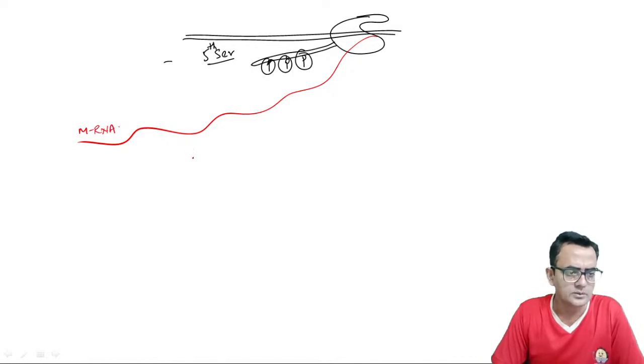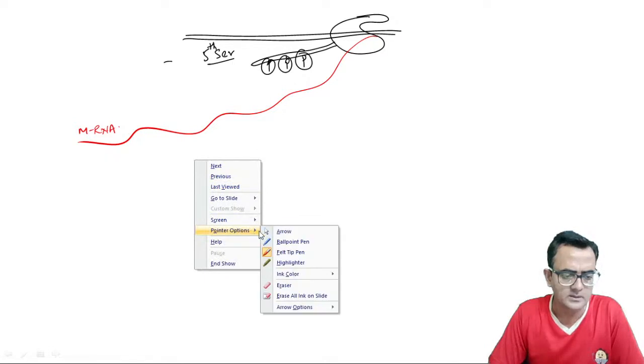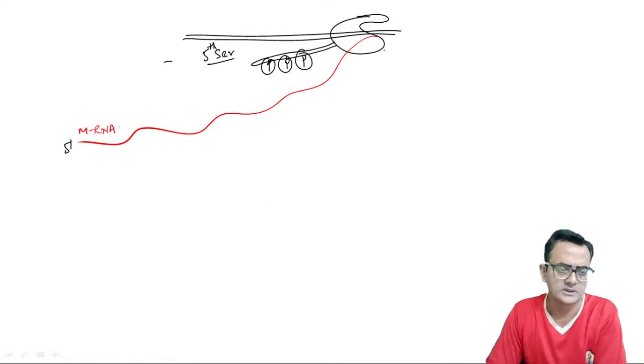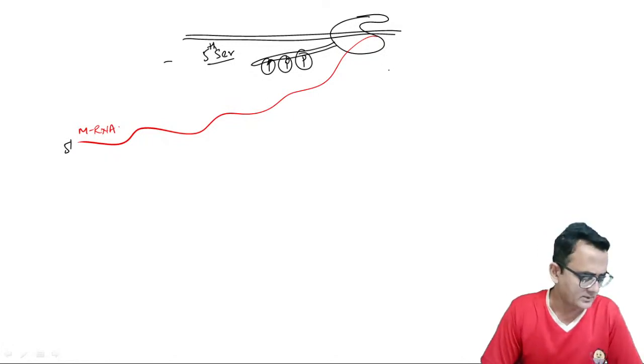So for the mRNA, we have had a discussion about the 5' capping, so this is the 5' end, right. Now we are discussing the 3' end and what happens with the 3' end.